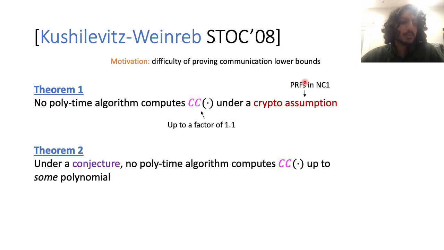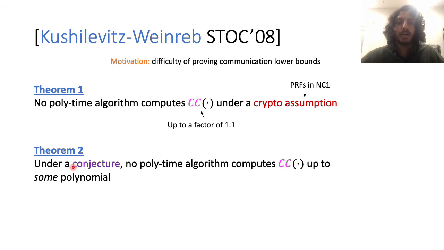And they also show something else, which is that under a conjecture, no polynomial time algorithm can compute communication complexity even up to a polynomial. So they kind of show unconditionally that strong cryptography implies hardness of communication complexity up to a small constant factor. And here, under some communication complexity conjecture, that seems maybe plausible, but also I'm not sure. I'm not an expert on it, so not totally sure how to evaluate it.